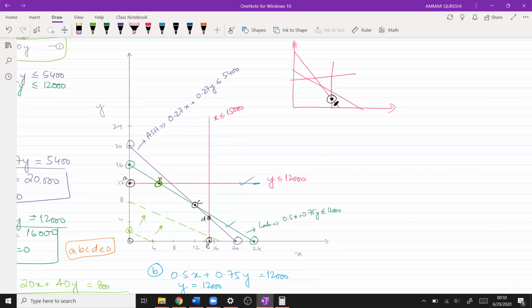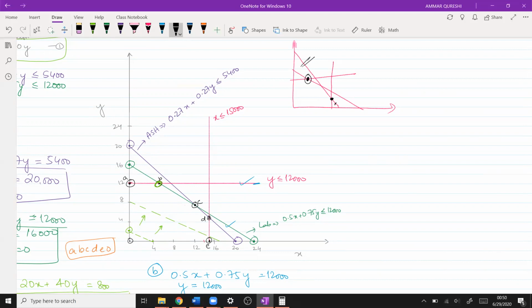Similarly, suppose this is the solution. Oops, sorry, I'm unable to do that. Suppose this is the solution. So if this is the solution, then this line is above the solution. So any line which is above the solution is in slack, and any line which is actually developing the solution is the binding constraint.